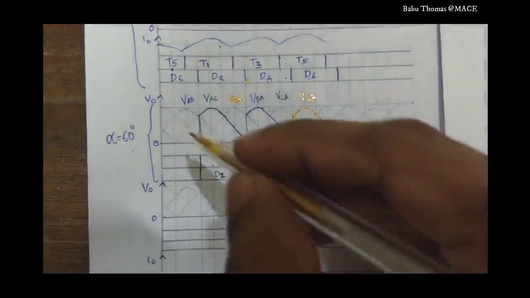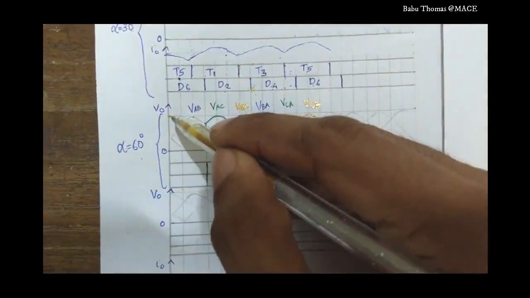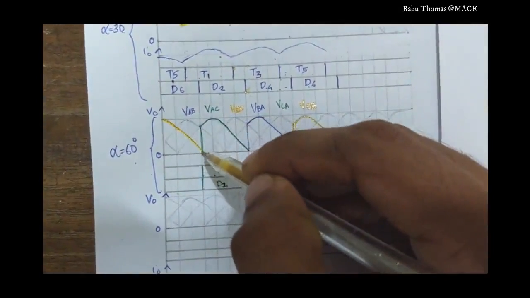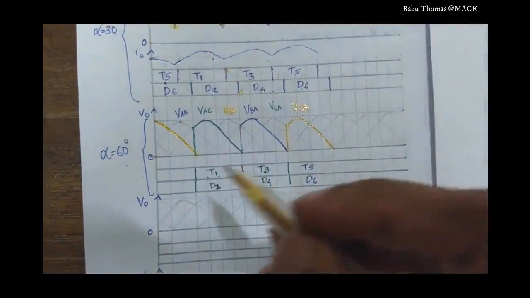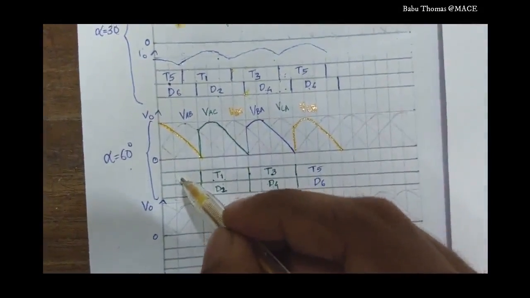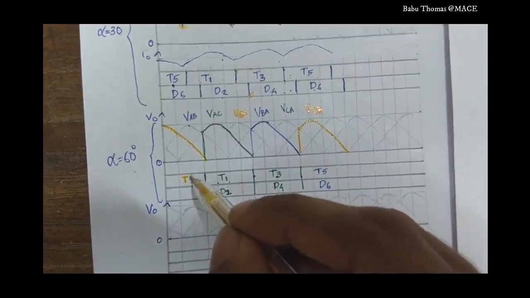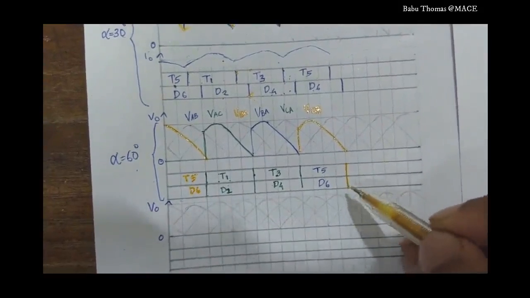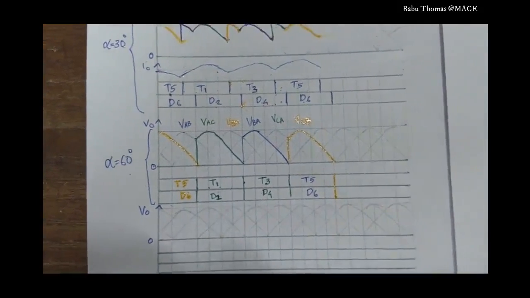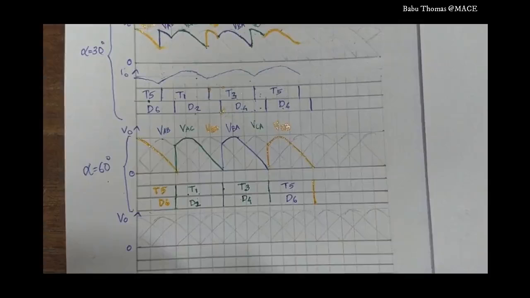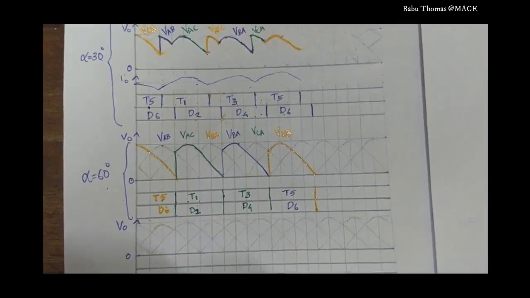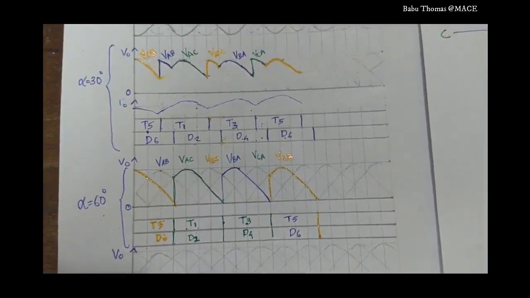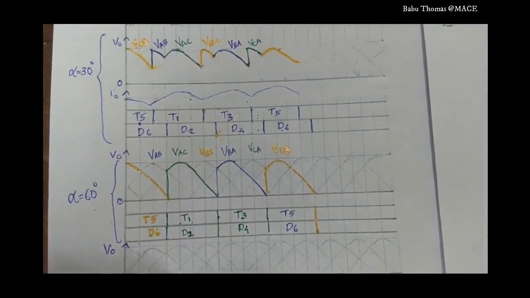Now we can continue it over here. VCB. So here also it is T5 and D6. So this is how your output voltage, which is going to appear across the load, looks for alpha equal to 60 degrees.